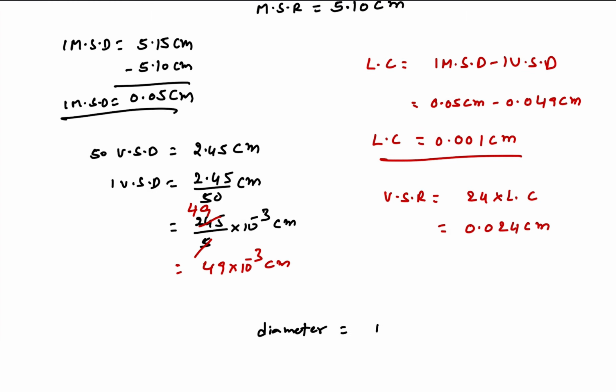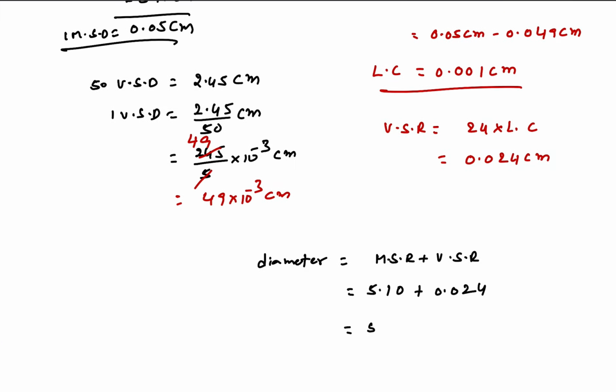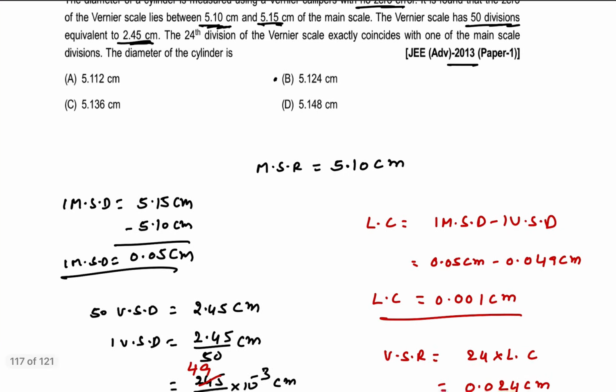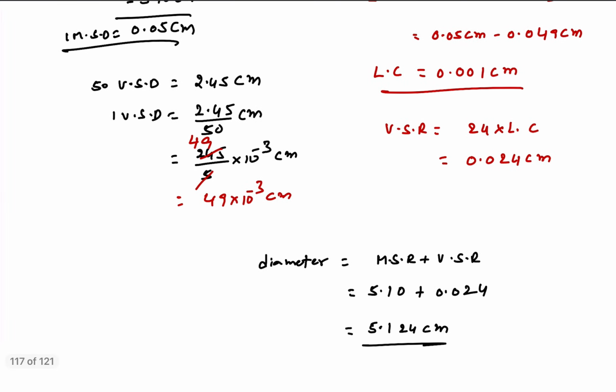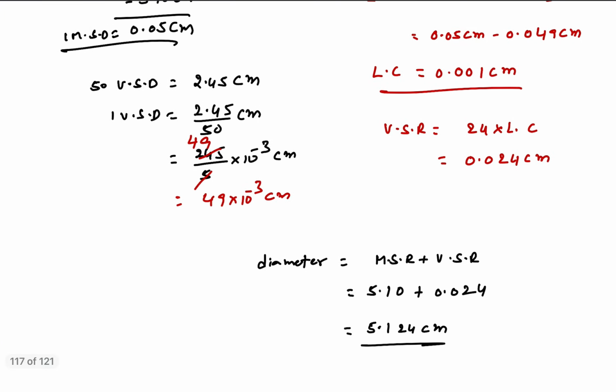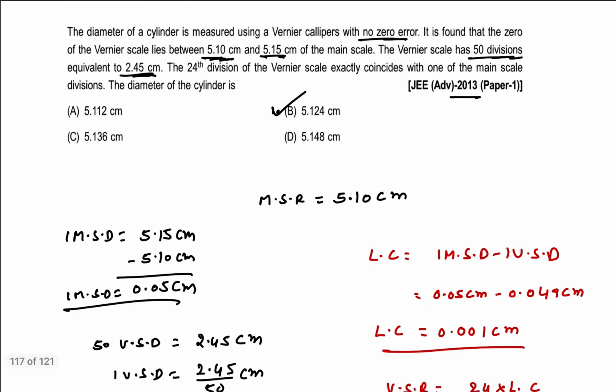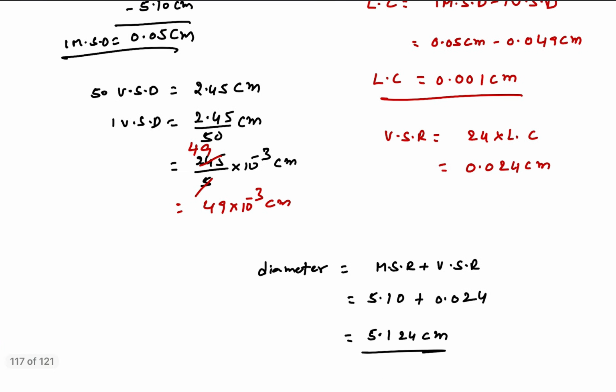Diameter of the cylinder can be written as main scale reading plus vernier scale reading. If you write the main scale reading as 5.10 plus 0.024, finally you will get 5.124 centimeters. This is the reading. Okay, this is about the vernier scale reading. Observe this carefully.